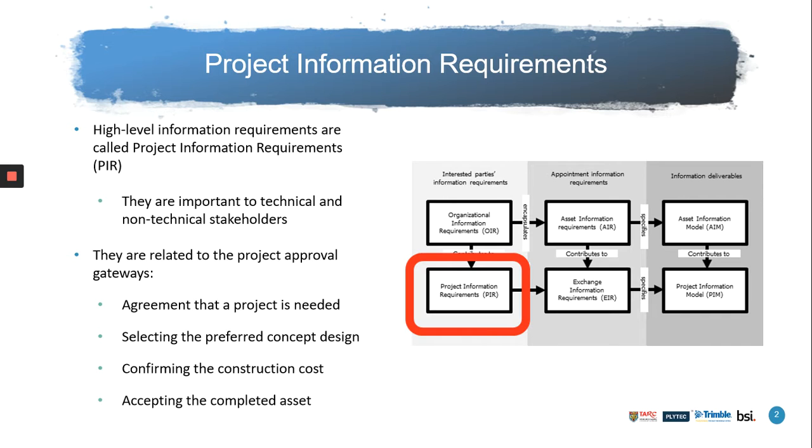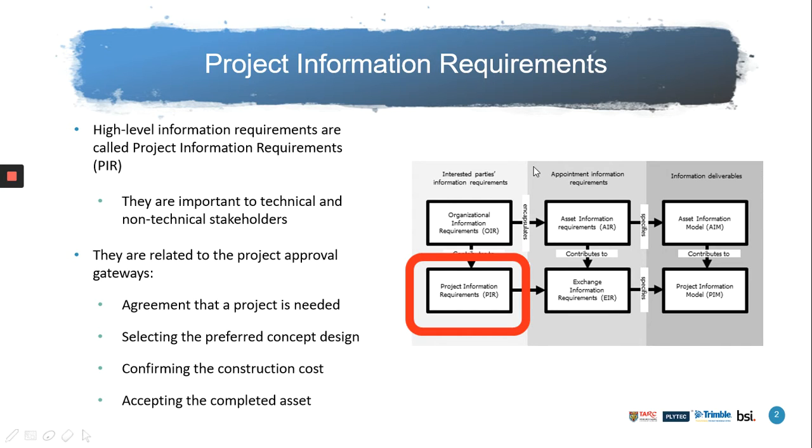So why is this project information important? Because they are all related to the project approval. Since before a project is done, you need to have an agreement. Why is it needed? Then you have to agree on the concept of the design. You have to confirm, is it within your budget, the construction cost, and you have to accept the completed asset.